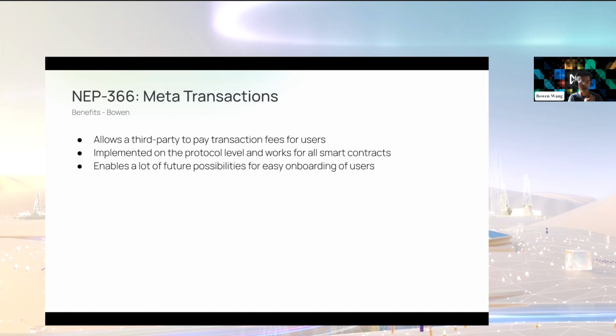For example, if you're a new user, you don't necessarily have to worry about first acquiring NEAR to start interacting with different applications on NEAR. I mean, obviously, in order for that to happen, there are some additional steps that need to be made, but meta transaction would be a great first step in that direction.